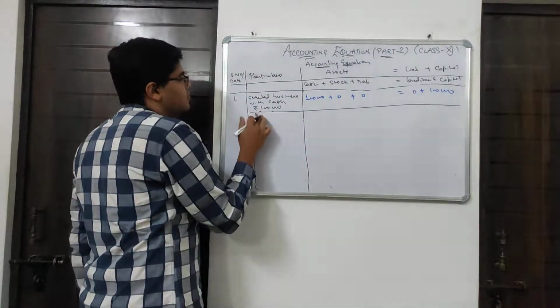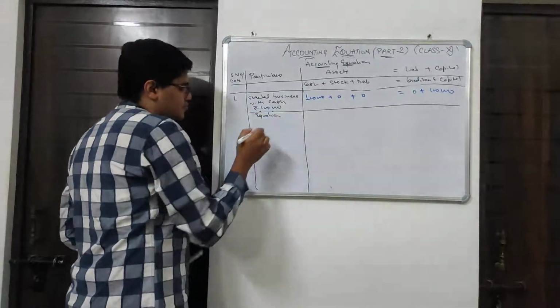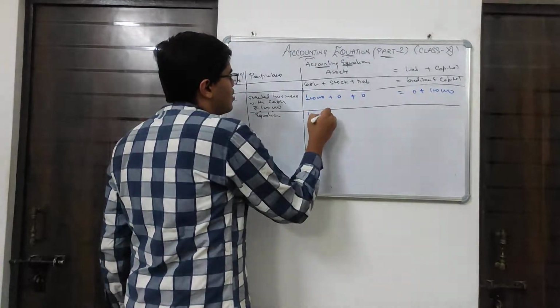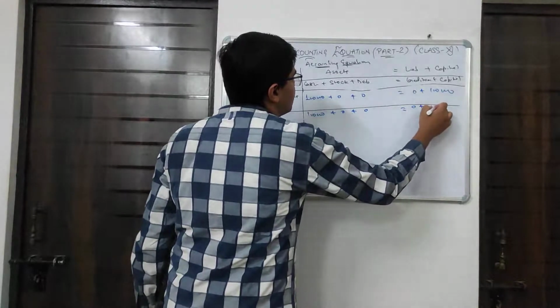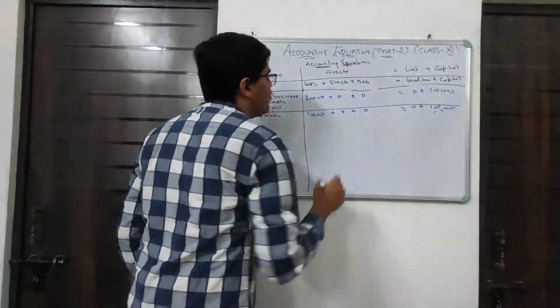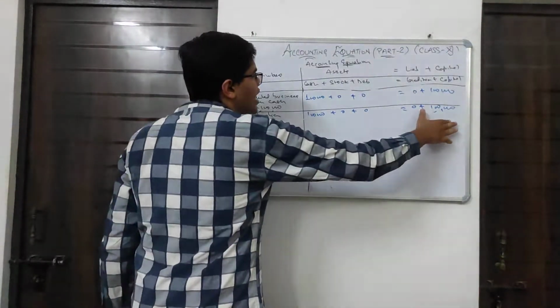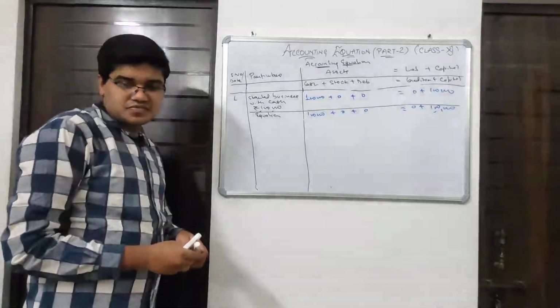New equation, you have to write an equation, that is 1 lakh plus 0 plus 0, 0 plus 1 lakh. Now you can see the equation gets balanced, assets also 1 lakh and liability also 1 lakh. So moving on to the next transaction.